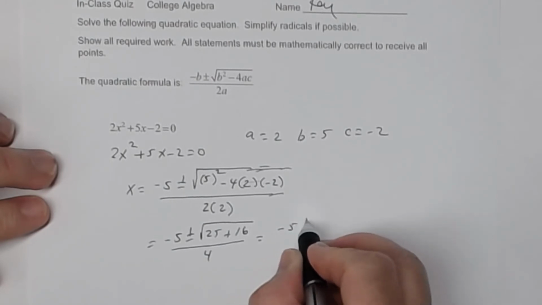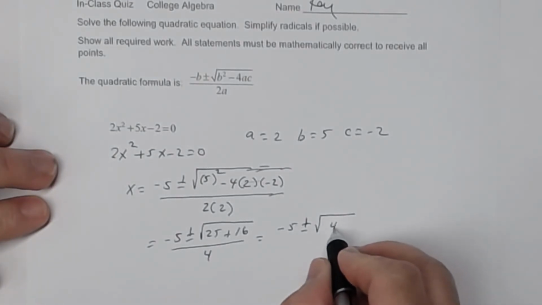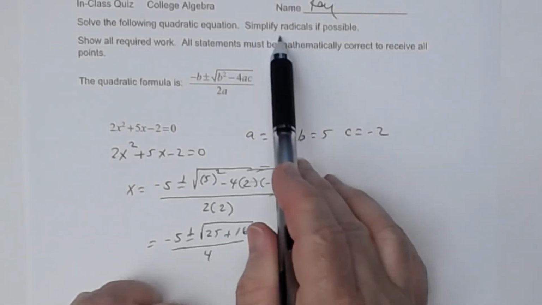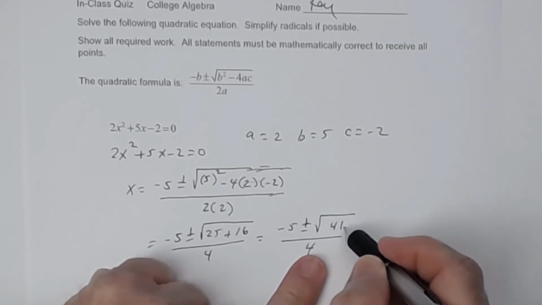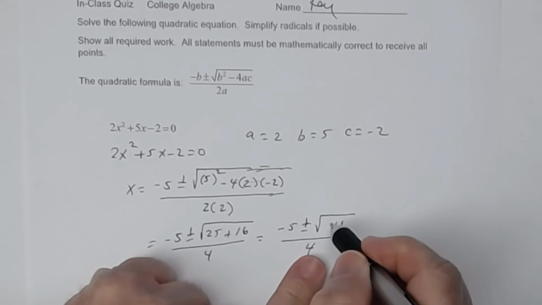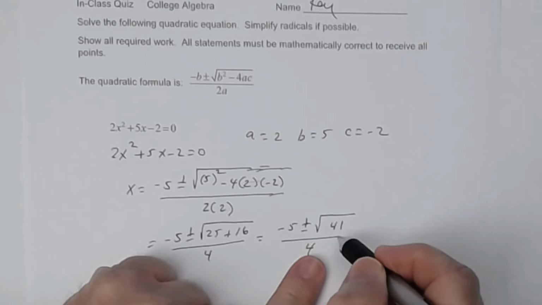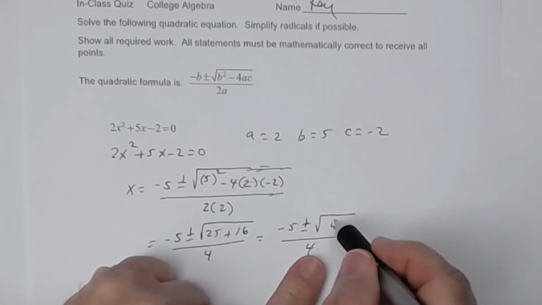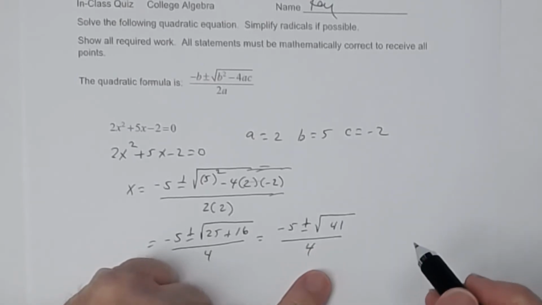And so I get negative 5 plus or minus the square root of 25 plus 16, which is 41, divided by 4. All right, now at this point, remember you want to simplify radicals if possible. Well, if you think about the square root of 41, the only perfect square that goes into 41 is 1. 41 is a prime number. So in terms of simplifying the square root of a prime number, you cannot. The only factors of a prime number are 1 and itself, and 1 is the only perfect square that goes into that, so you cannot simplify it.